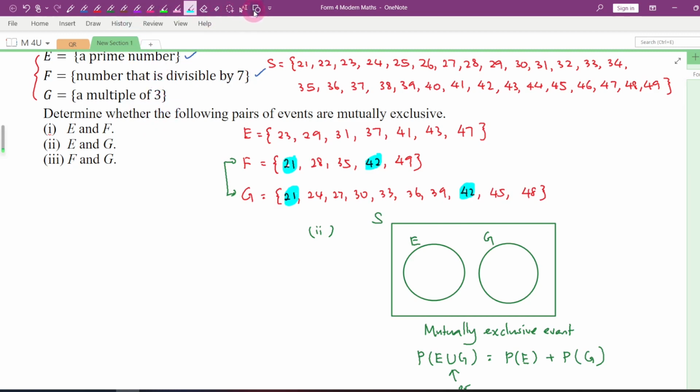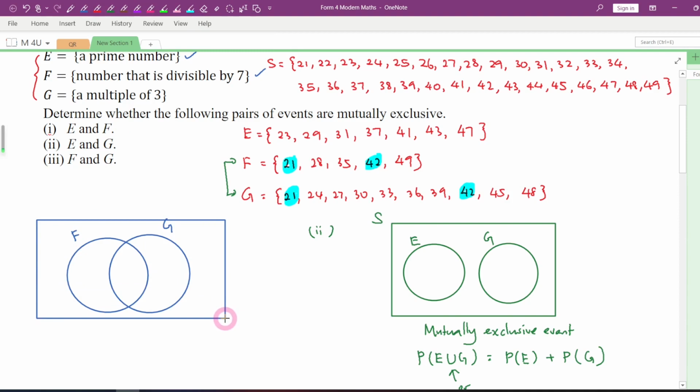So when we represent them by using a Venn diagram, the F and G, let me use this, F, G, they will have the overlapping area. So this is F, this is G. Okay, so let me draw a rectangle for the sample space.